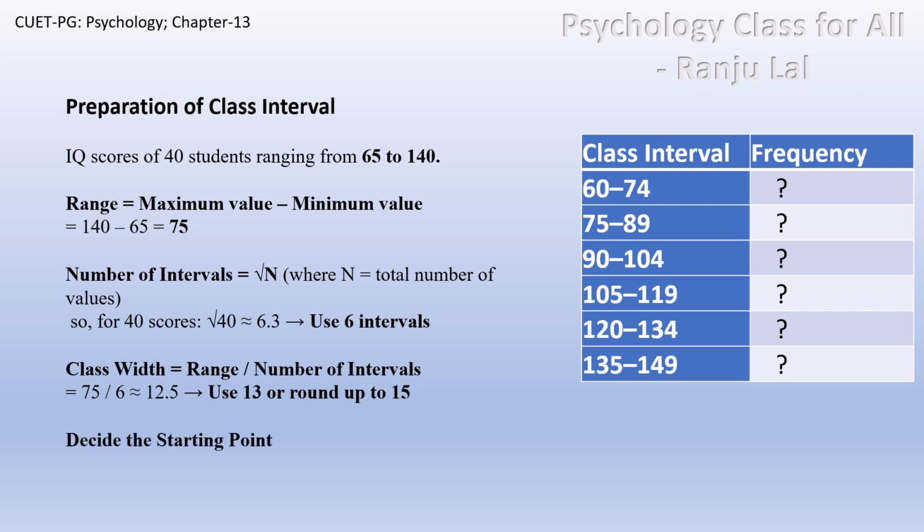The next step is to decide the starting point. Start slightly below the minimum value, that is 60. Next step is to make intervals with their total frequency. The picture is displayed over here, having class intervals starting from 60 to 74 and ending at 135 to 149. It gives us equal width class intervals.